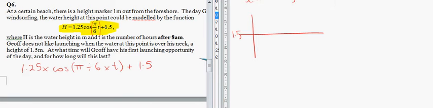We've got an amplitude of 1.25, maximum height of the wave. So if we add 1.25 to this, 2.75, if we subtract 1.25, we'll end up down here at 0.25. It's a cosine curve.